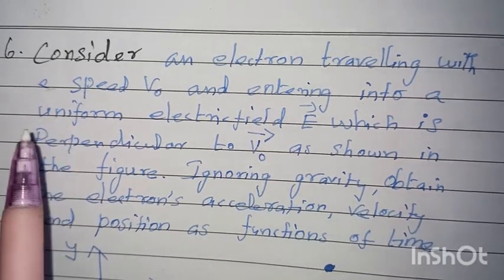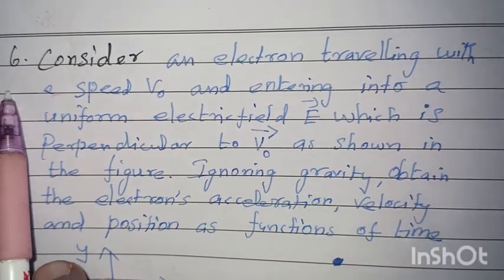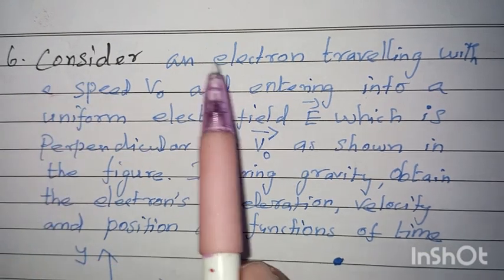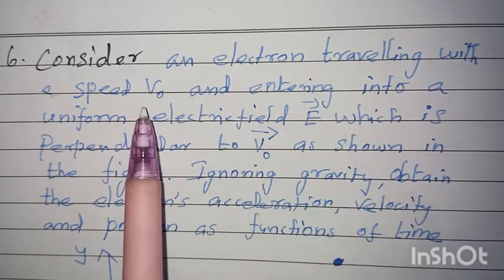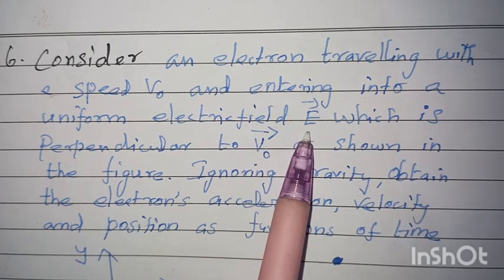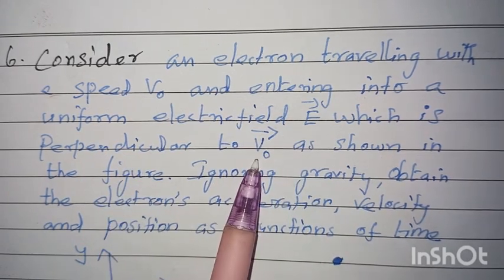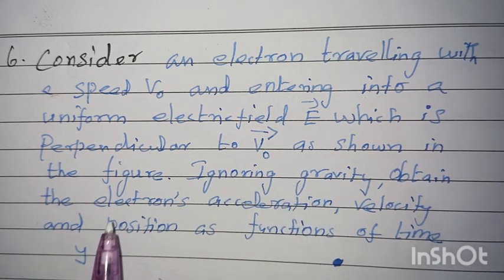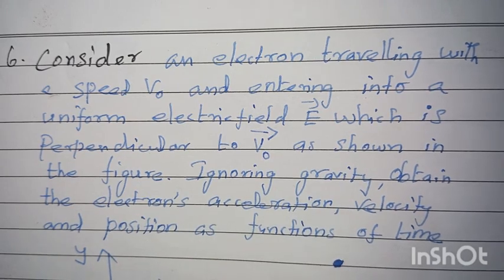Hello everyone. Today we are going to discuss problem number C under electrostatics in plus 2 physics. Consider an electron traveling with the speed v0 and entering into a uniform electric field E, which is perpendicular to v0 as shown in the figure. Ignoring gravity, obtain the electron's acceleration, velocity and position as function of time.